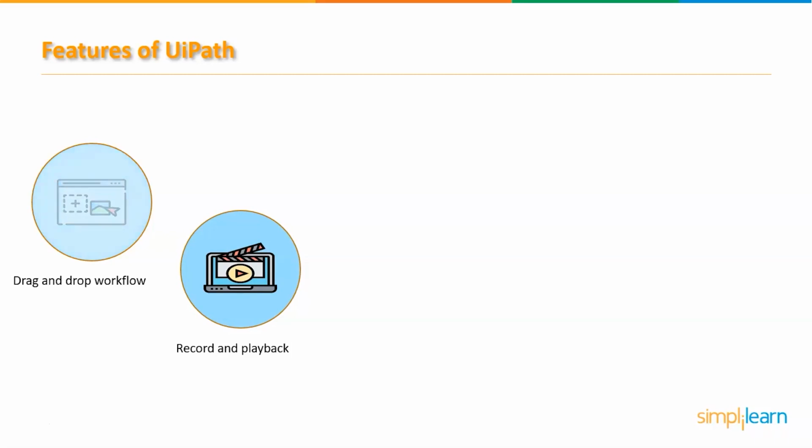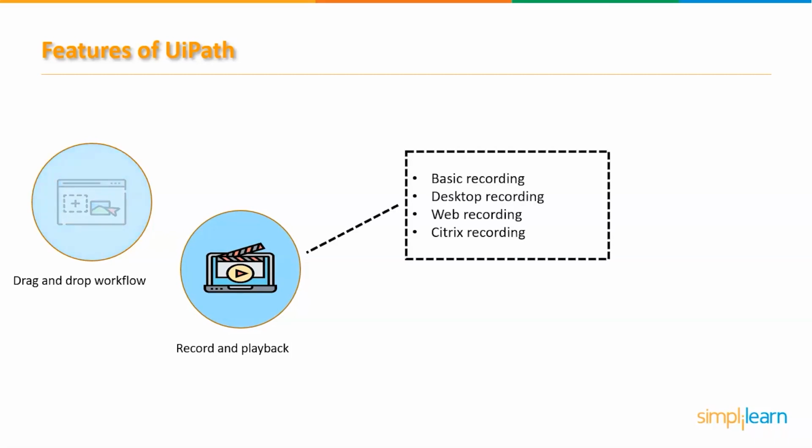UiPath has the following types of recording options. Basic recording. It focuses on automating single tasks and is commonly used to develop each activity's complete selector. Desktop recording. It can be used for a variety of actions as well as actions development. Web recording. It is a common tool for viewing and recording web page activities. Citrix recording. It is very widely used for recording pictures and virtualized environment automation.